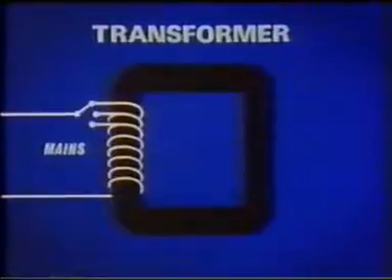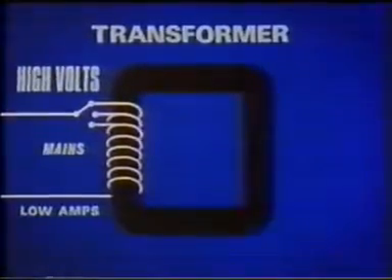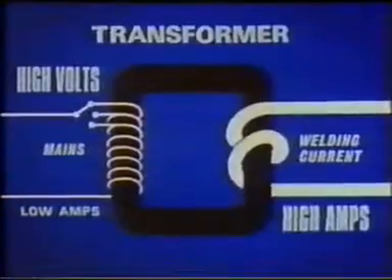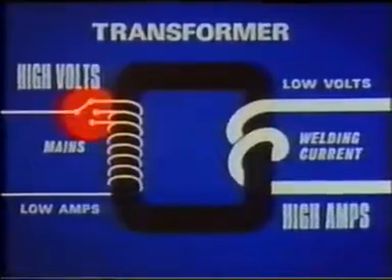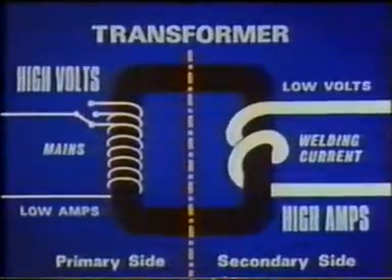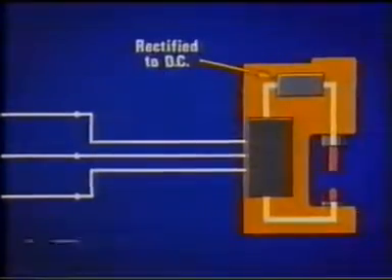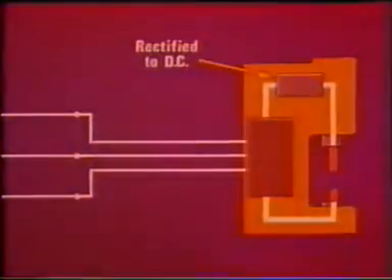A transformer gives us the correct welding current. The normal mains supplies high voltages of 415 or 240 volts at low amperage. This is converted by the welding transformer into the high amperage and low voltage required. And by varying the effective turns on the primary side of the transformer, a range of currents can be delivered. Most welding machines use 2 phases of the 3-phase AC supply. Some special machines use all 3 phases, which are then rectified either before or after the transformer to provide direct current for welding.